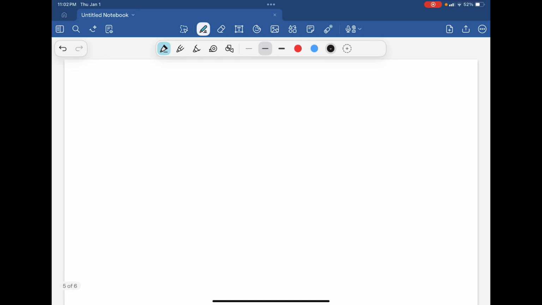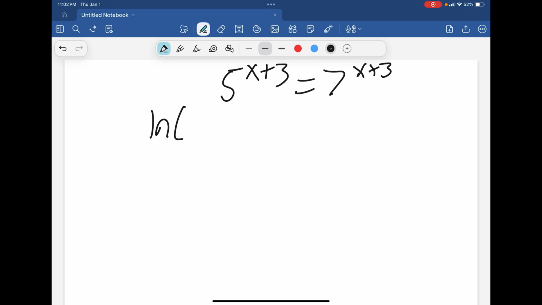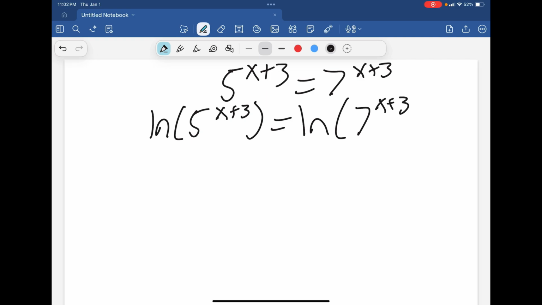Now it's time for the calculus route. So in calculus, we can use something called logarithmic differentiation in order to solve this equation. And in order to do that, what we need to do is first take the natural log, or ln, of both sides. So we're going to have ln of 5 to the power of x plus 3 equals the ln, or natural log, of 7 to the power of x plus 3.